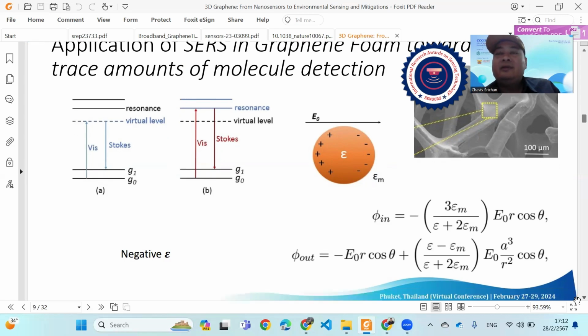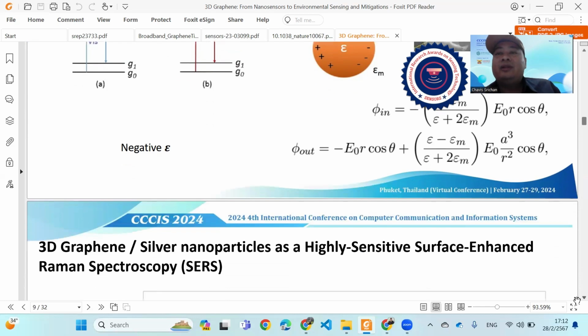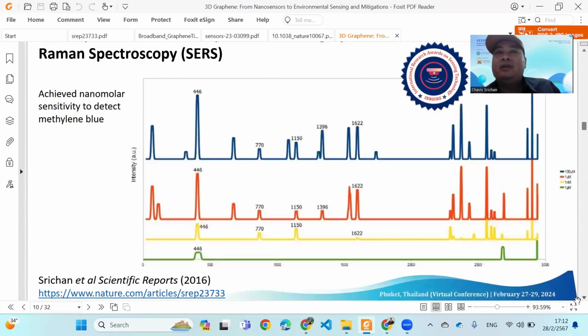and then you get a very high electromagnetic field. Okay, and that's why we combine this with the 3D graphene, and finally we tried to use methylene blue, and we found that even at picomolar concentration, we can still detect the peak of the methylene blue.